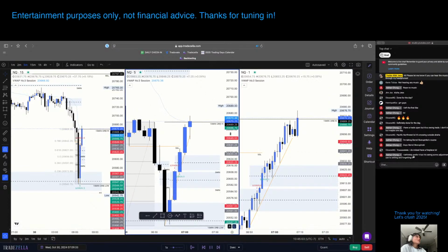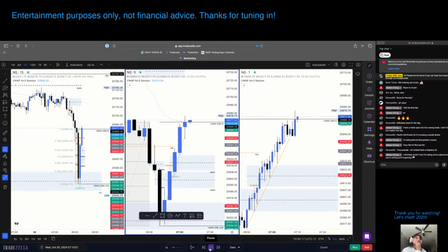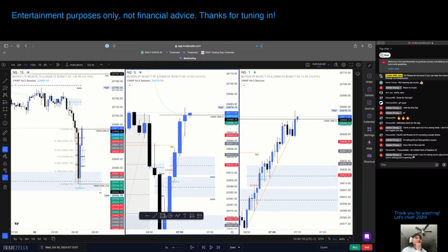Okay, there we go. Got the nice squeeze through the high. We're going to break and possibly retest. Or is this going to be the top wick? Is this going to be candle 2? Okay, this might be our candle 2.